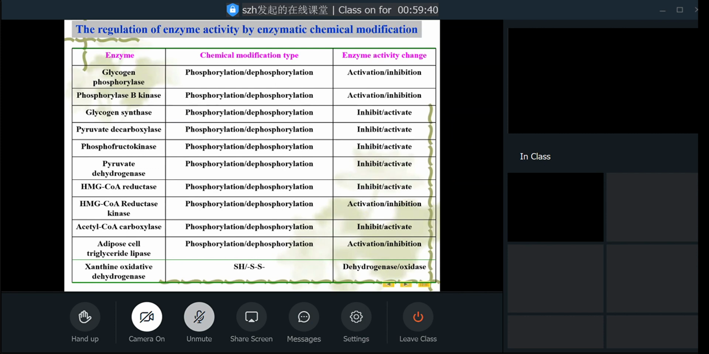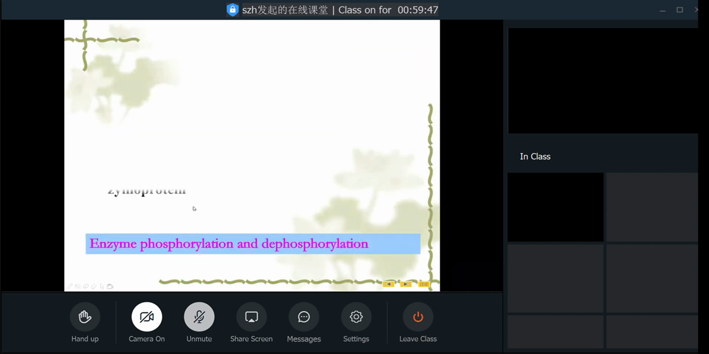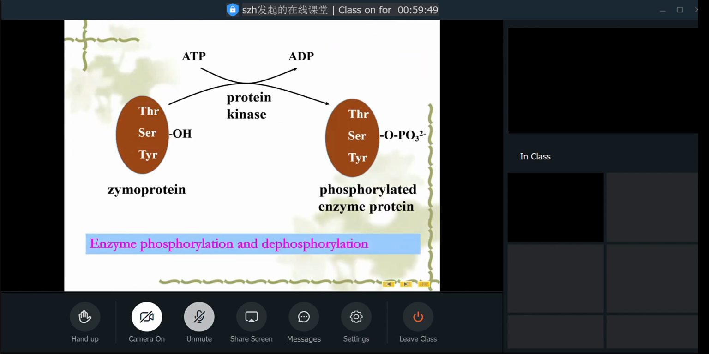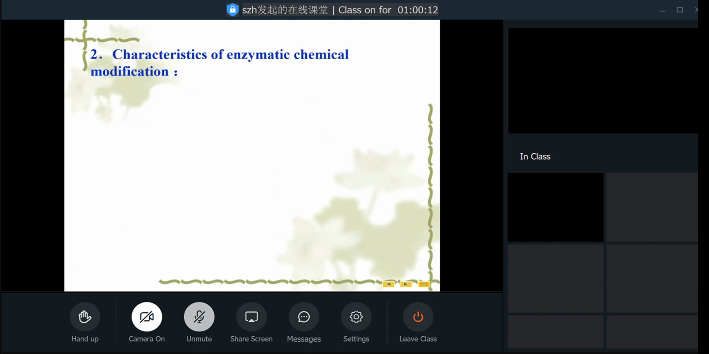When it is dephosphorylated, the activity returns. Focus on phosphorylation and dephosphorylation; it is okay. Phosphorylation and dephosphorylation focus on threonine, serine and tyrosine, these three kinds of amino acid residues. The kinase catalyzes phosphorylation, and the phosphatase catalyzes dephosphorylation.